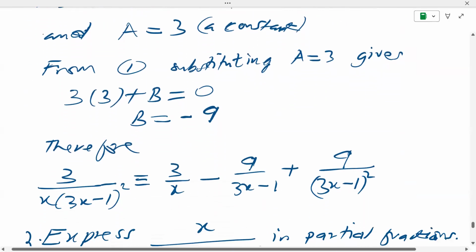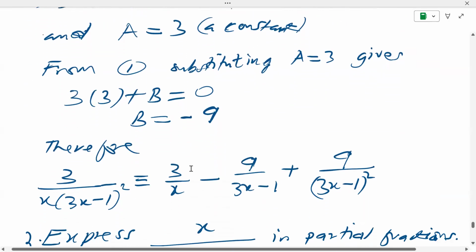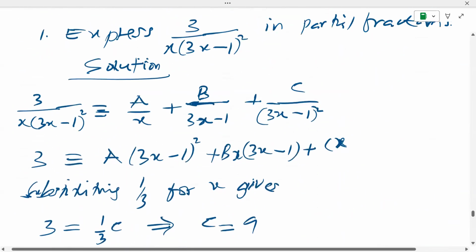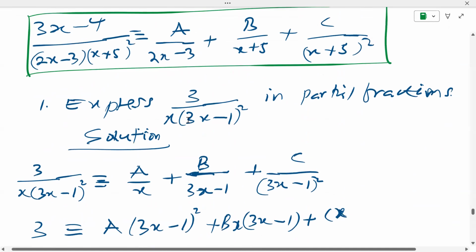And so we go to the original expression, and we do the substitution. In place of A, we put 3. In place of B, we put negative 9. In place of C, we put our value 9. And that finishes everything. Great. So let us go back to the question and see. That's how we express it. We've gone through this question, so look at it carefully.